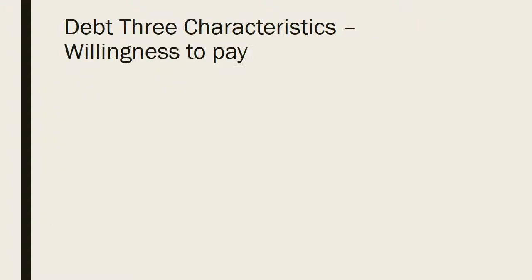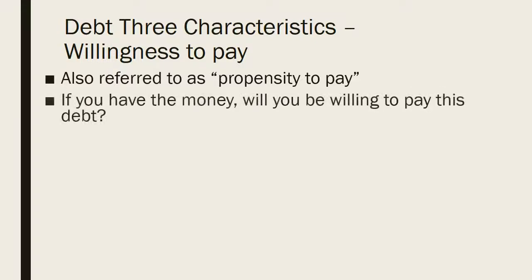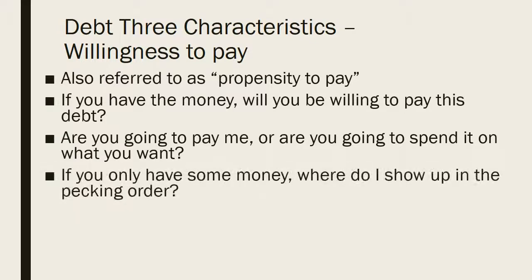Now, the second characteristic on you deciding whether you are going to lend me money is my willingness to pay, or sometimes called propensity to pay. So if I have the money, am I going to pay you back, or am I going to do something else with it? Because I could pay you back, but that's not fun. I want to do more fun stuff with it. So if I do only have a certain amount of money, who gets paid first? Who gets paid second? Who gets paid third?